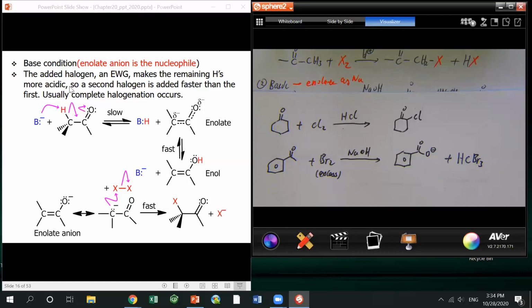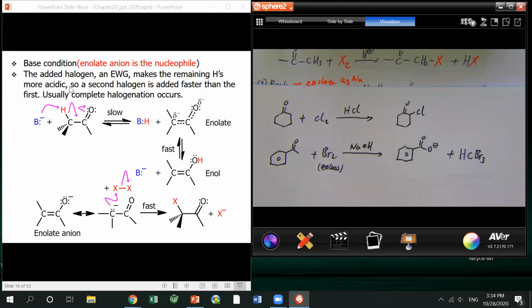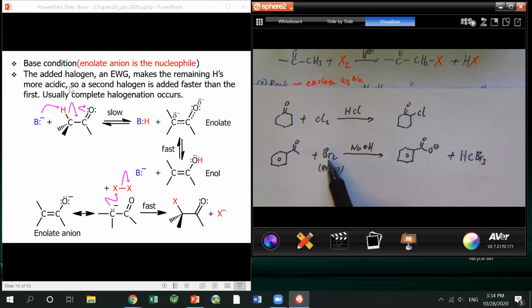Normally speaking, for an exam or quiz, I can tell you eventually you need to draw the carboxylic product, with the haloform. And then where does the third Br come from? This one is excess Br2, so you have a lot. So even if you have one Br2, it's one-to-one equivalent.